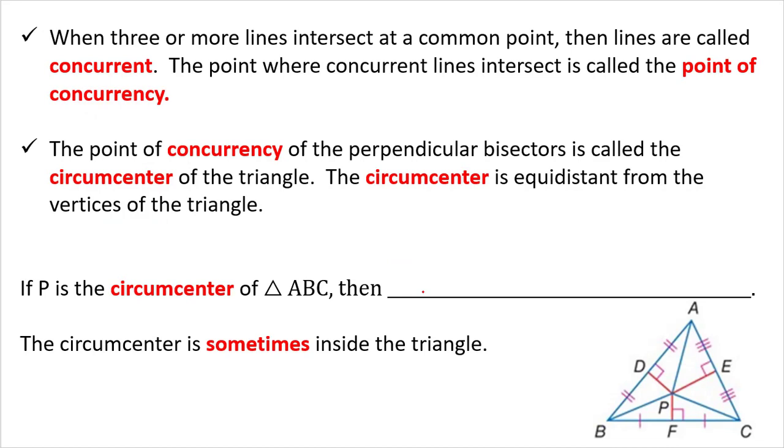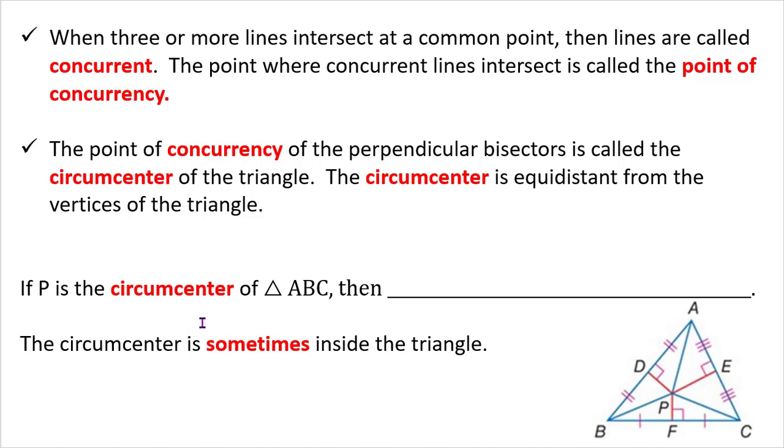Okay, this is one of those more vocab heavy slides. So you want to make sure that you are writing down all of this. This is really, really important. When 3 or more lines intersect at a common point, the lines are called concurrent. So 3 or more lines intersecting at one point is a point of concurrency. The point of concurrency of the perpendicular bisectors is called the circumcenter of the triangle. The circumcenter is equidistant from all the vertices.